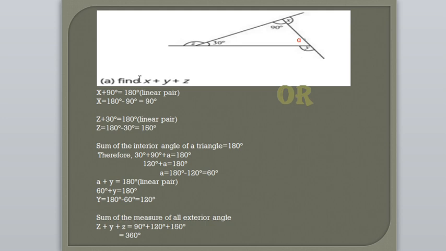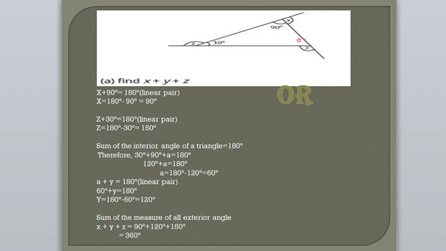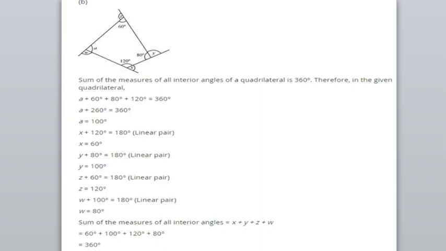Then we have to find X plus Y plus Z, as we got all the three exterior angles. So the sum of the measure of all exterior angles, X plus Y plus Z, is equal to 90 degree plus 120 degree plus 150 degree, that equals 360 degree. So here we got the sum of exterior angles as 360 degree. So this is the other method of that question A, and you have to write both methods in your copy. Then B.